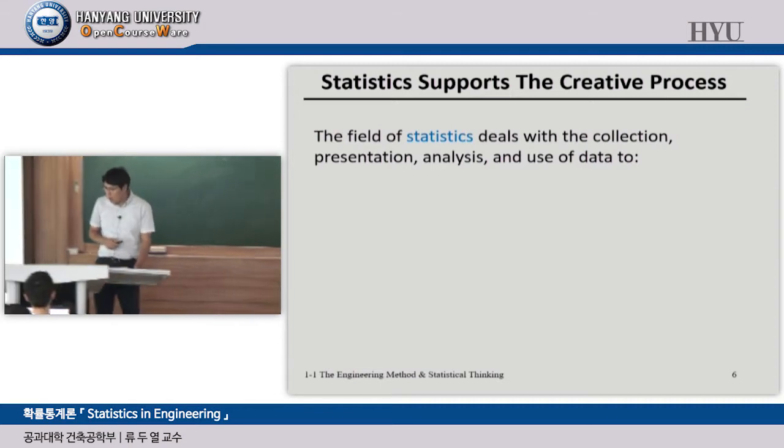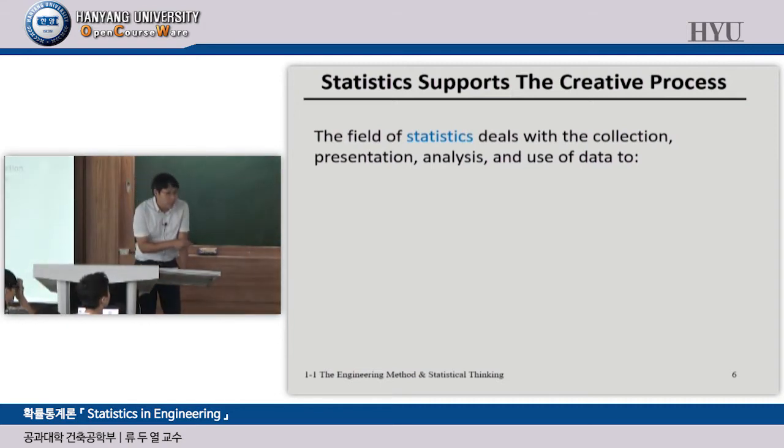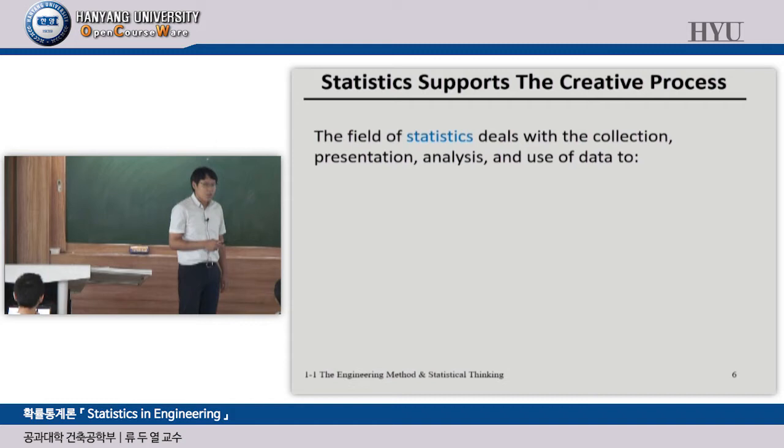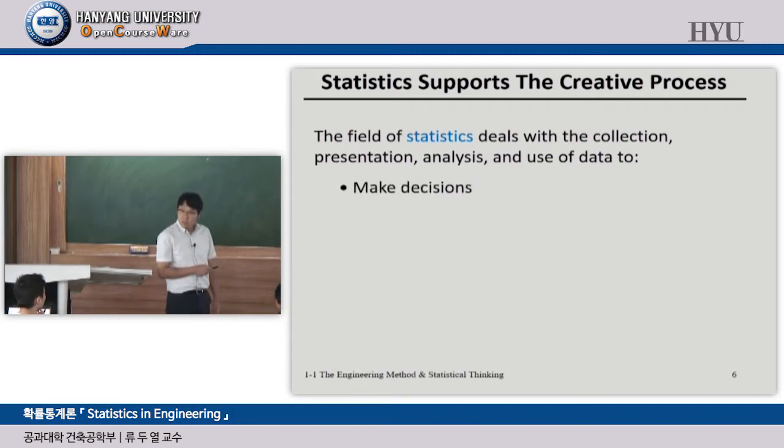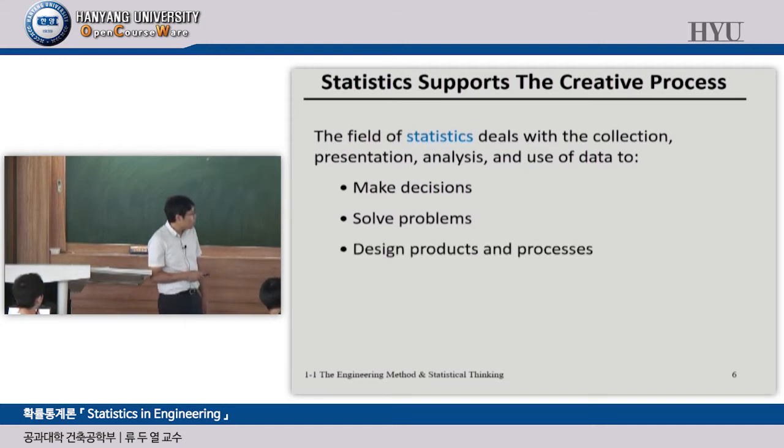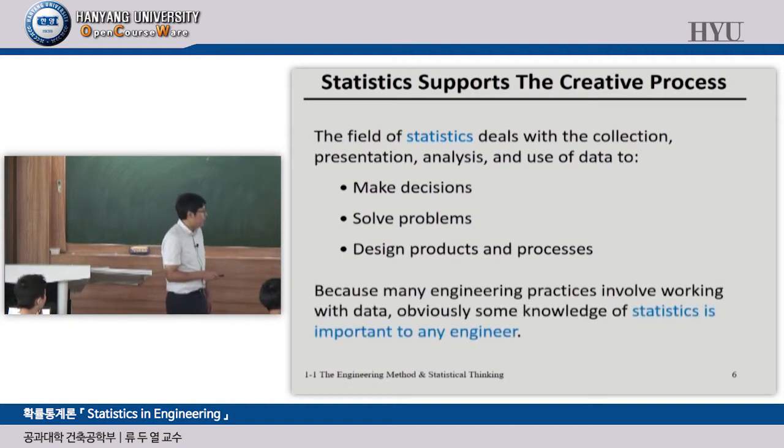And statistics normally supports the creative process. The field of statistics is the use of data to make decisions, to solve problems, and to design products and processes. Because many engineering practices involve working with data, obviously some knowledge of statistics is very important to any engineers, such as architectural engineers, chemical engineers, civil engineers, etc.